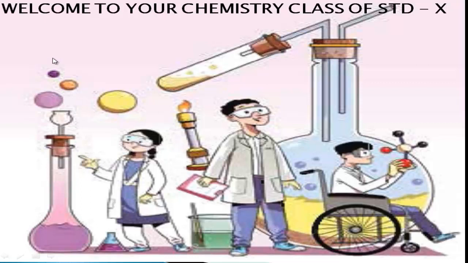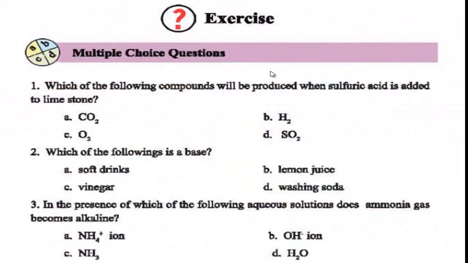Today, I will discuss the exercise of chapter 9. At first, there are given MCQ questions. So, follow the question. Which of the following compounds will be produced when sulfuric acid is added to limestone? You know that limestone means calcium carbonate. So if sulfuric acid reacts with calcium carbonate, carbon dioxide gas will be produced.